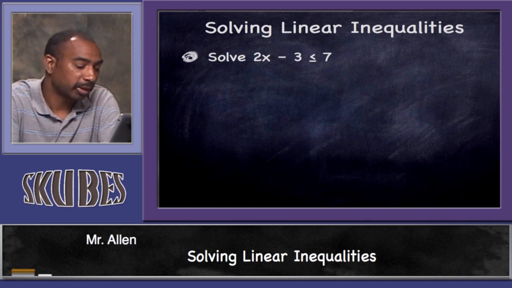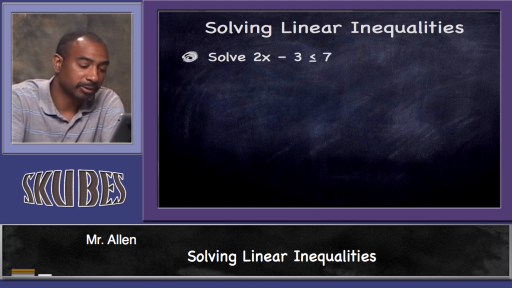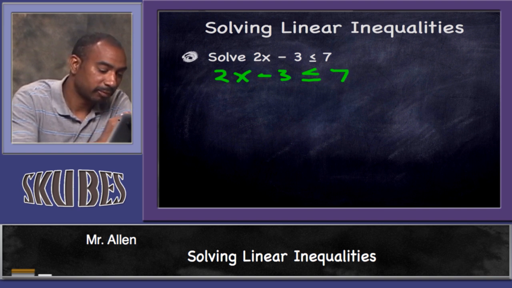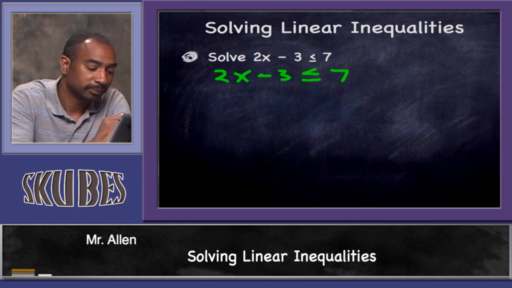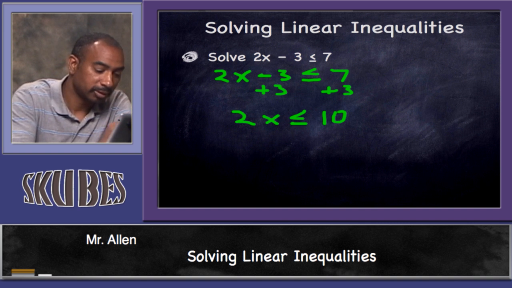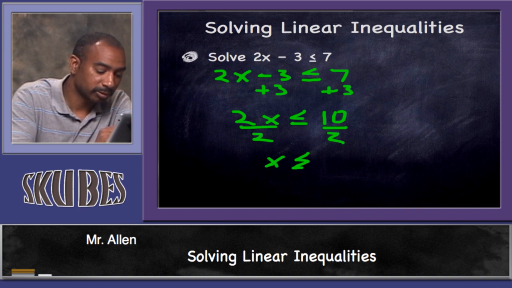All right, solve 2x minus 3 is less than or equal to 7. Just like with an equation, you're going to isolate the x term first. I have a 2x, so get 2x by itself. So the opposite of negative 3 is positive 3. So you can add that to both sides. So I get 2x is less than or equal to 10. And then I'm going to divide both sides by 2. So I get x is less than or equal to 5.